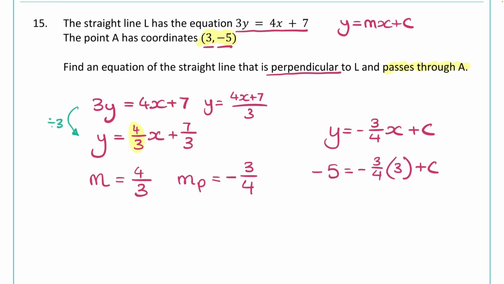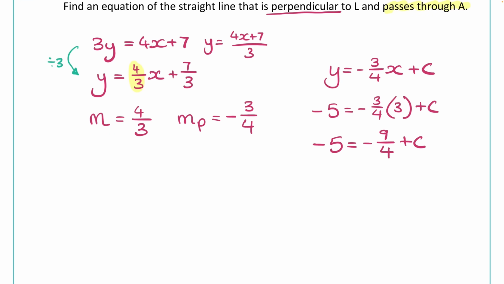I need to do negative 3/4 times 3, which isn't actually too bad. It just becomes 9/4, but I'm going to type it in on the calculator anyway, because we don't need to worry about things like that when we have our calculator. We do need to worry about writing it down correctly though, so minus 9 over 4 plus c. And now I can find the value of c, adding 9 over 4 to the other side. Again, I can just type in my calculator, minus 5 plus 9 over 4. And that gives me c is equal to minus 11 over 4.